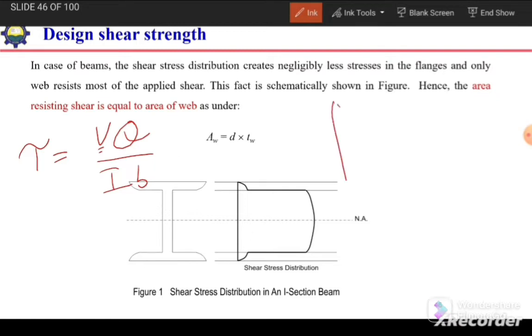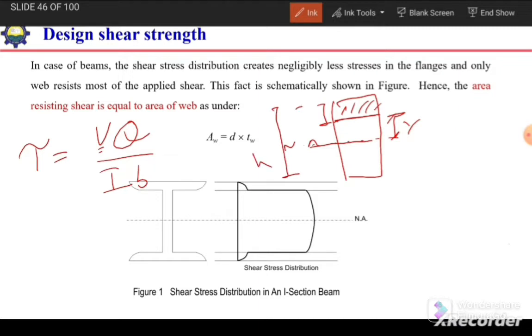For example, we have this rectangular section. If we want to find the shear stress value at this location, at a distance y from the neutral axis, then we consider the area which is away from this point. If the total depth is h, and we call the depth from the neutral axis up to the extreme fiber equal to c, then this depth will be equal to c minus y1.